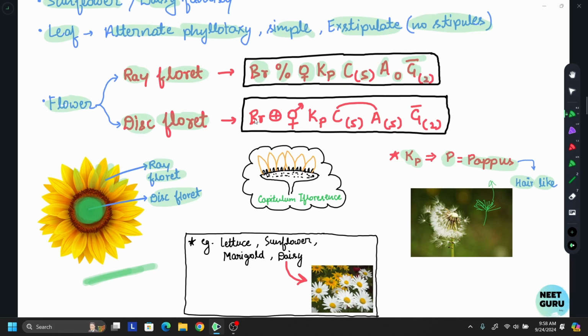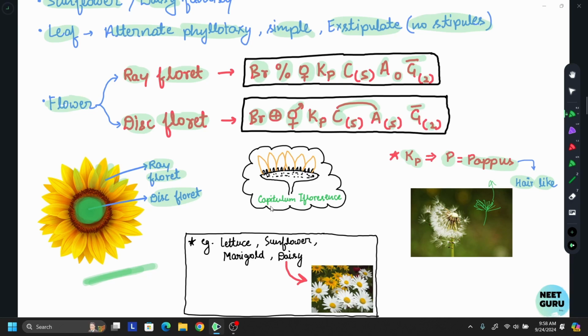Coming to disc floret, they are also bracteate, however they are actinomorphic, and they are bisexual. Here also calyx is in the form of pappus, and C and A are obviously joined because epipetalous condition is found here. There are 5 petals, fused to each other, and 5 stamens which are also fused to each other. Inferior ovary, two carpels, which are also fused to each other.